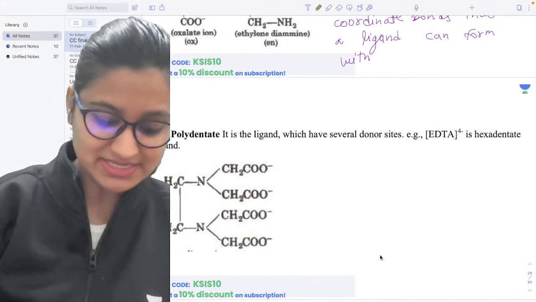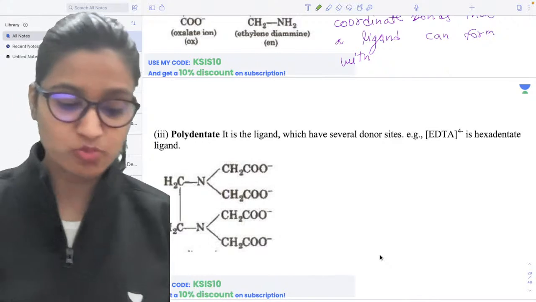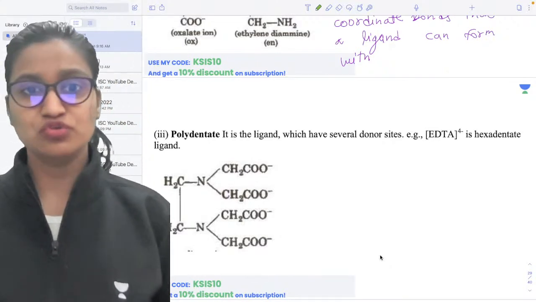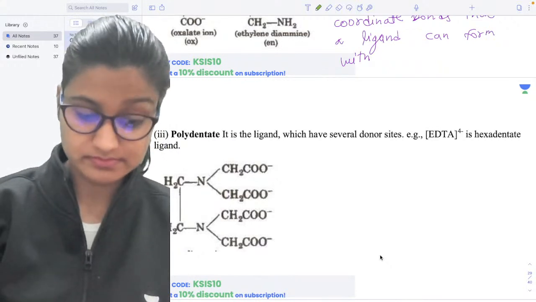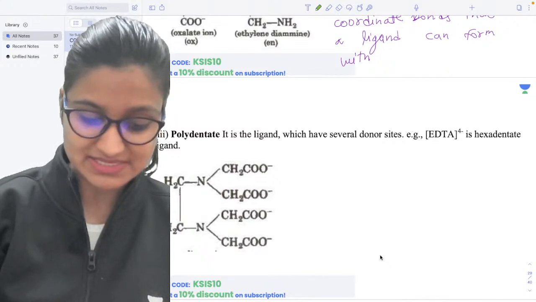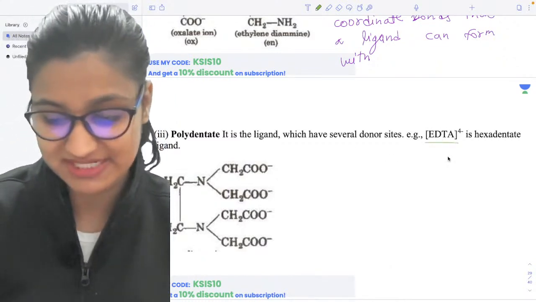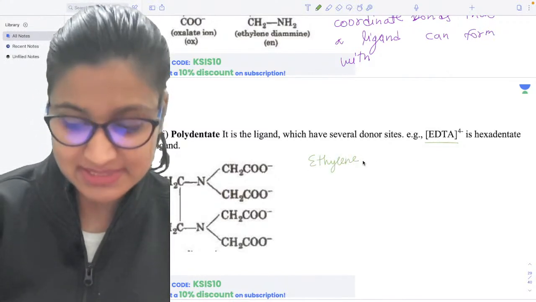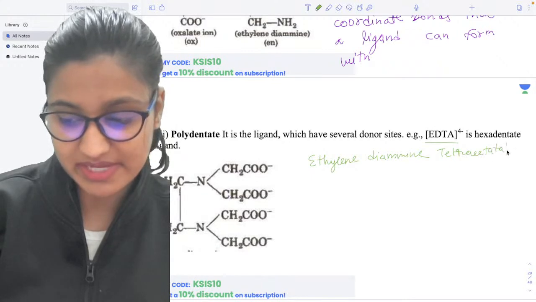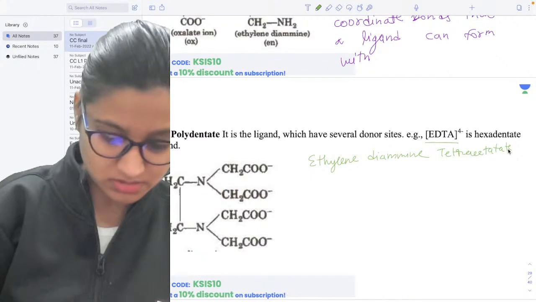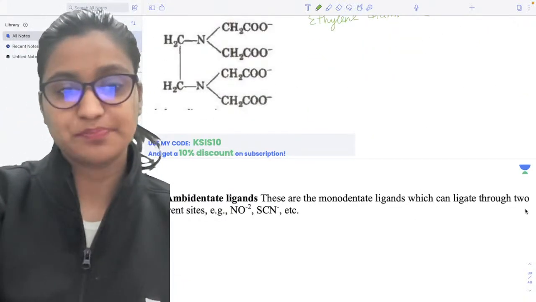Then you have polydentate ligands, which have several donor sites. Okay, their denticity is more than 2, meaning only one ligand can form more than 2 coordinate bonds with the central atom or ion. In that case you will simply call it a polydentate ligand. The very important example is EDTA, that is ethylene diamine tetraacetate. What is the full form? It is ethylene diamine tetraacetate. This is the name. Okay, so this is ethylene diamine tetraacetate and this is a polydentate ligand.